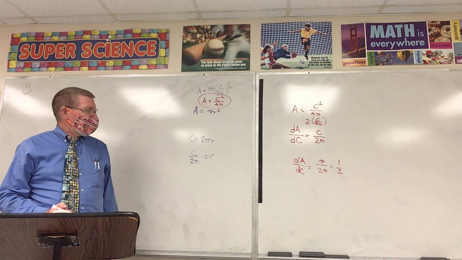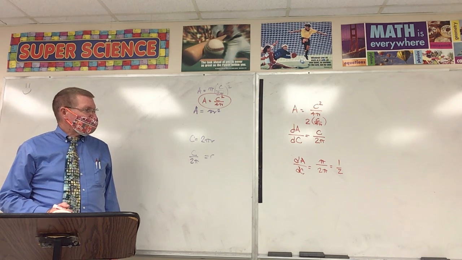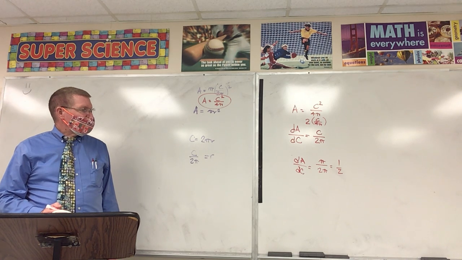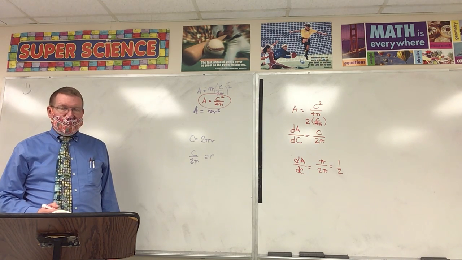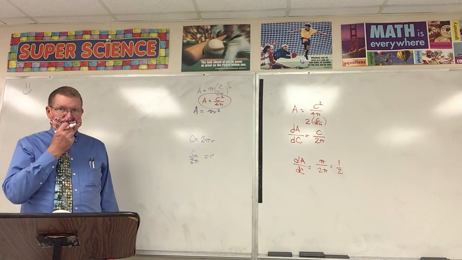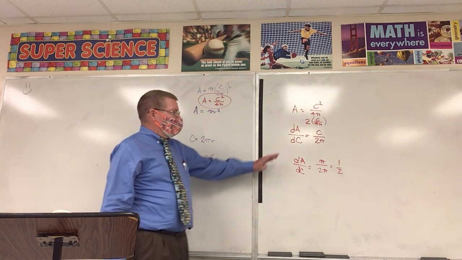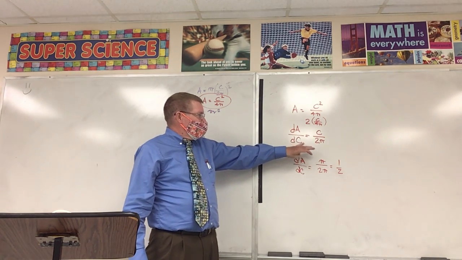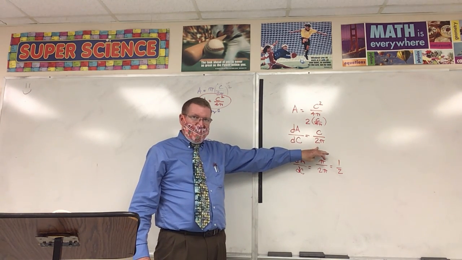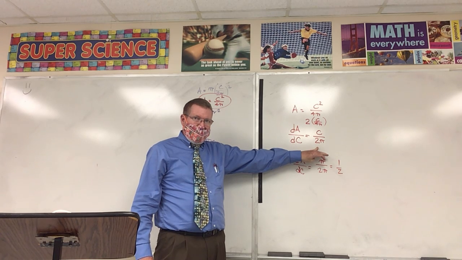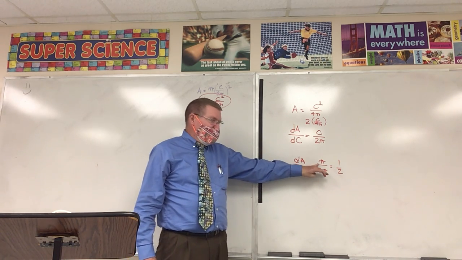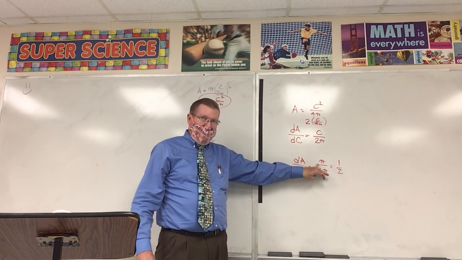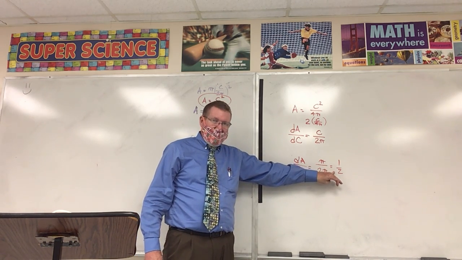You found the derivative, C over 2 pi. So they say, for this here, every time the circumference changes by 1, the area changes by the circumference divided by 2 pi. So when I put the pi in, at C equals pi, the area is changing by a half.